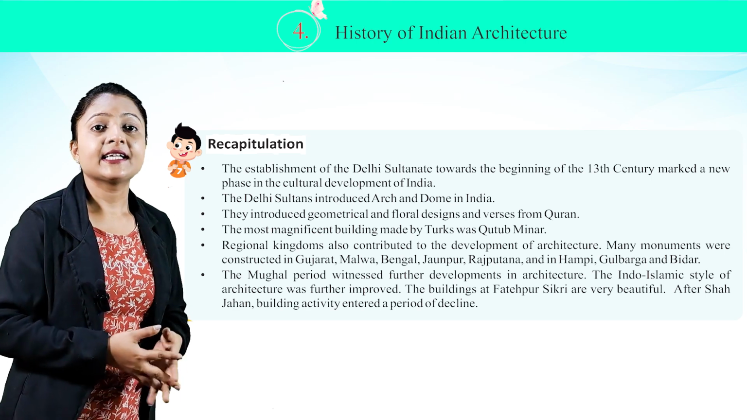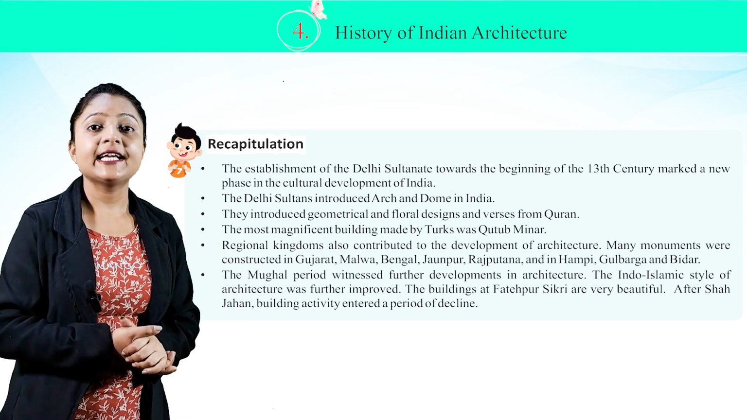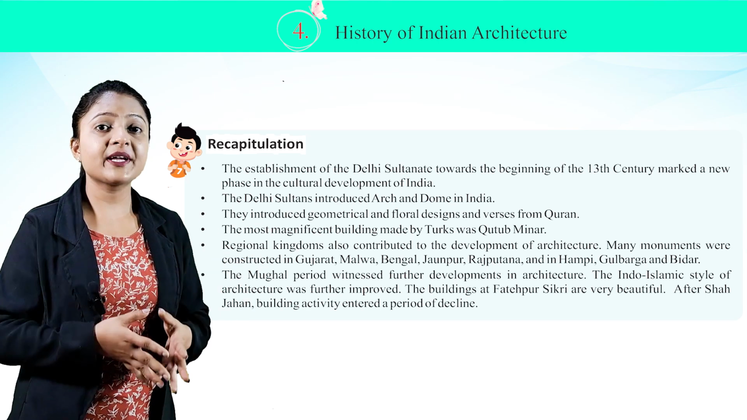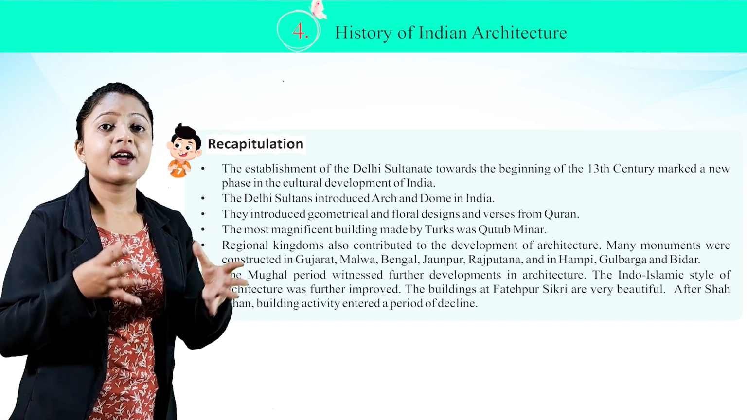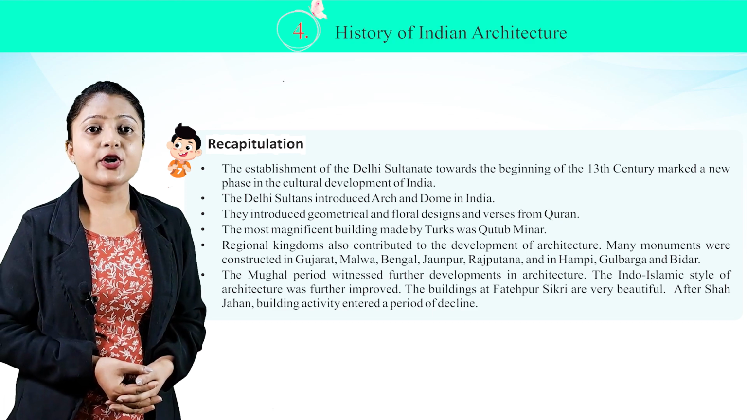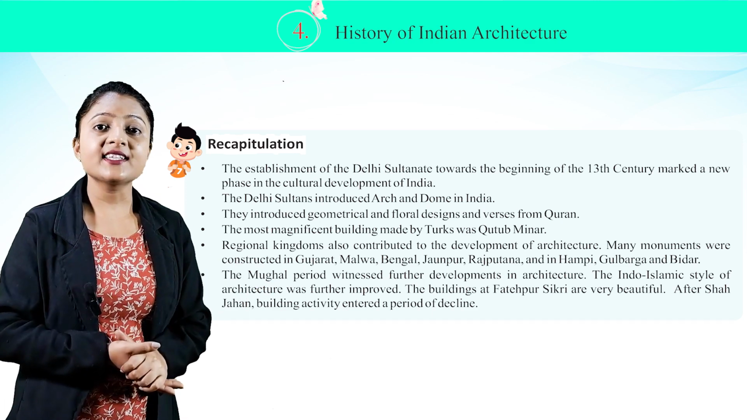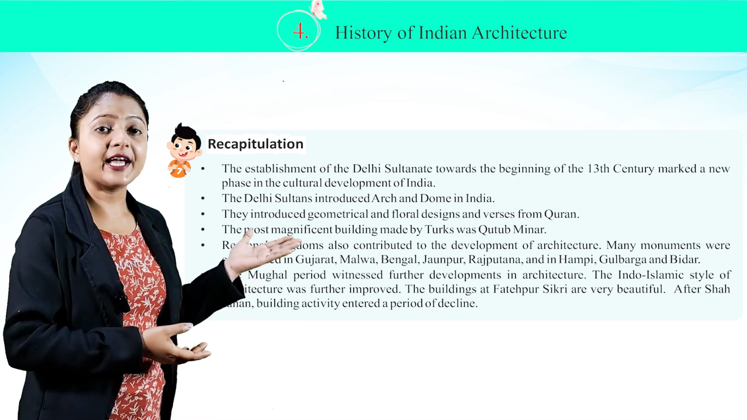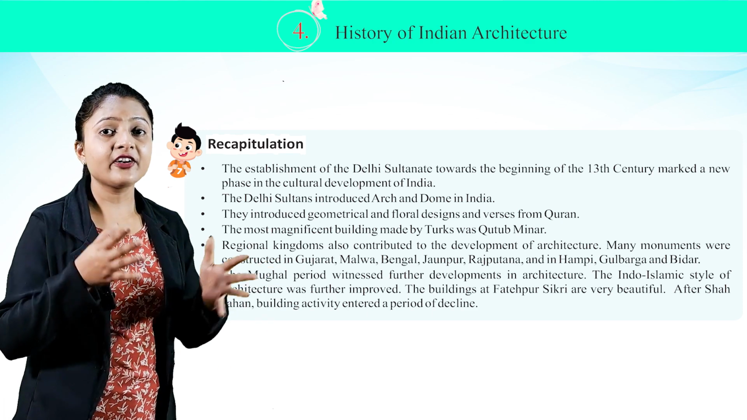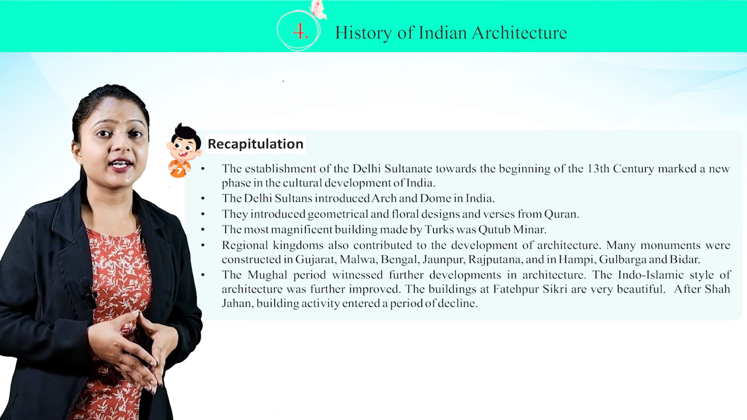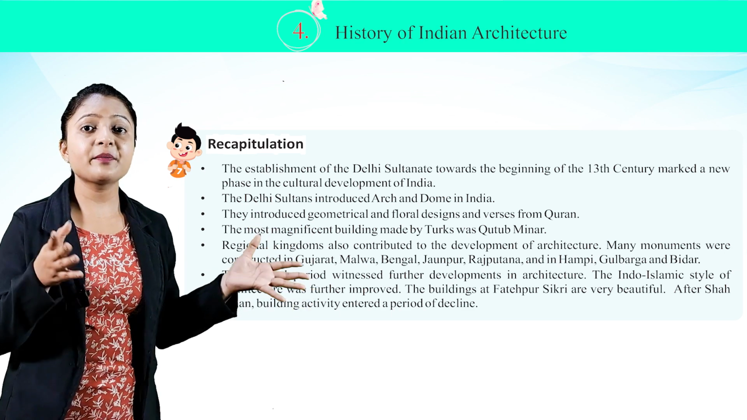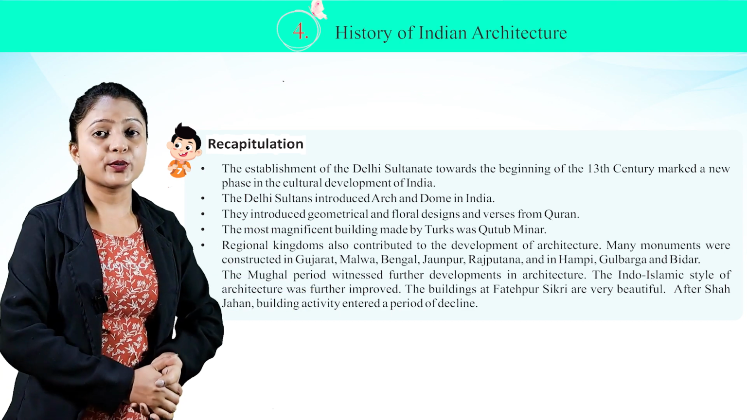Recapitulation. The establishment of the Delhi Sultanate towards the beginning of the 13th century marked a new phase in the cultural development of India. The Delhi Sultans introduced arch and dome in India. They introduced geometrical and floral designs and verses from the Quran. The most magnificent building made by the Turks was Qutub Minar.